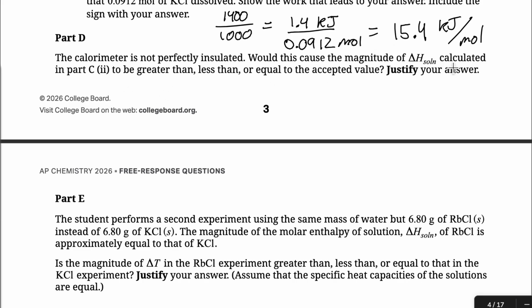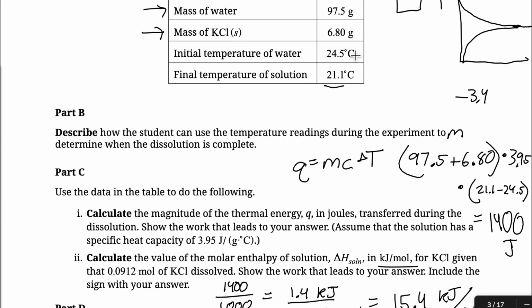Would this cause the magnitude of this to be calculated to be greater than, less than, or equal to the accepted value? First we notice that this whole thing is running at less than room temperature. If room temperature is about 25, this whole thing is less than 25 degrees Celsius. So is heat going to escape or is it going to flow in? Heat in this case is going to flow in. Imagine you have ice. Ice is colder than room temperature, so it's going to absorb heat.